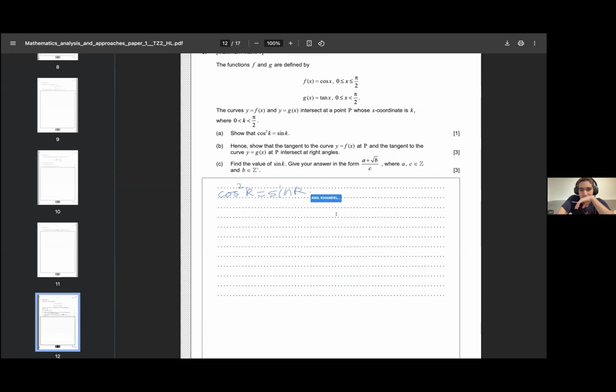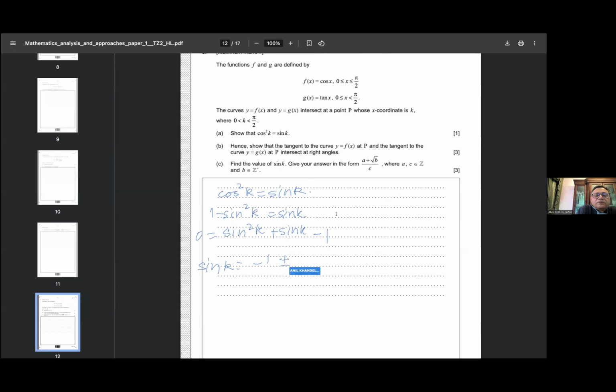Cos square k is 1 minus sine square k. Bring to the right side gives me 0 equals sine square k plus sine k minus 1, correct? So sine k will be what? Apply the quadratic formula. Minus b plus or minus. So minus b is 1, right? Because we are taking sine k as our variable.